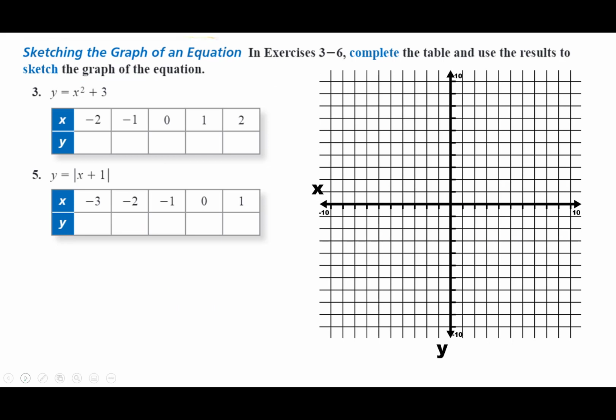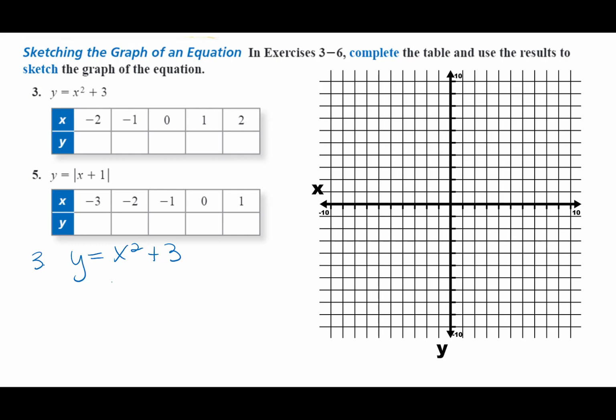Okay, let's look at these. The instructions are exactly the same. It says complete the table and use the results to sketch the graph of the equation. Number 3, the equation is y equals x squared plus 3. And you see the x values -2, -1, 0, 1, and 2.